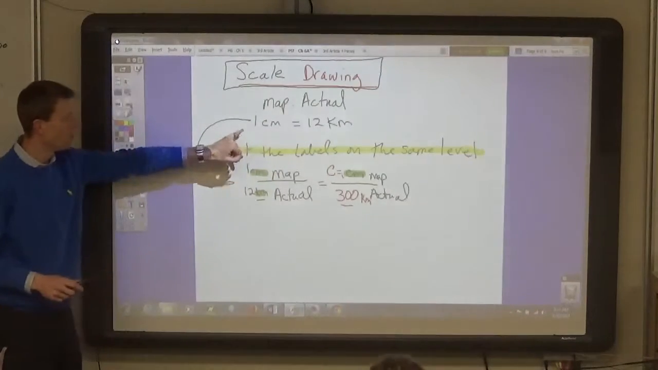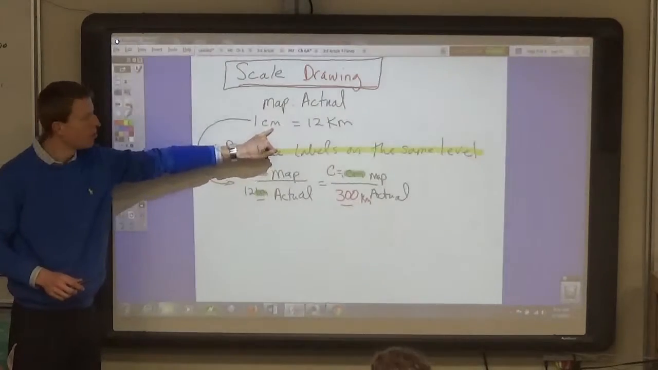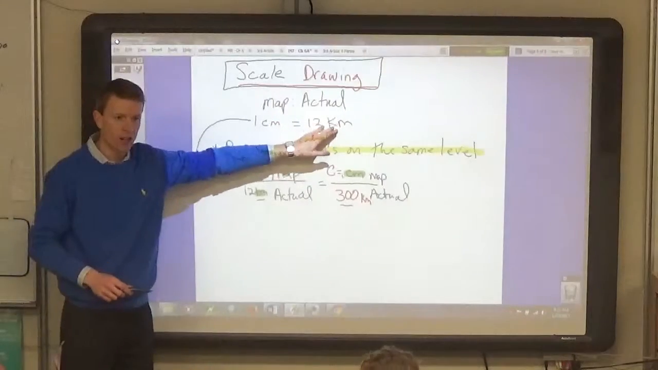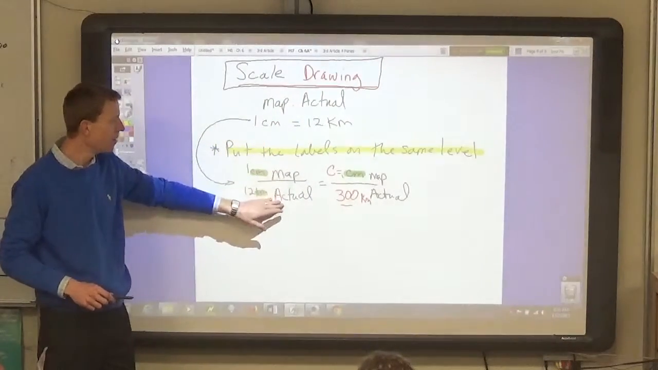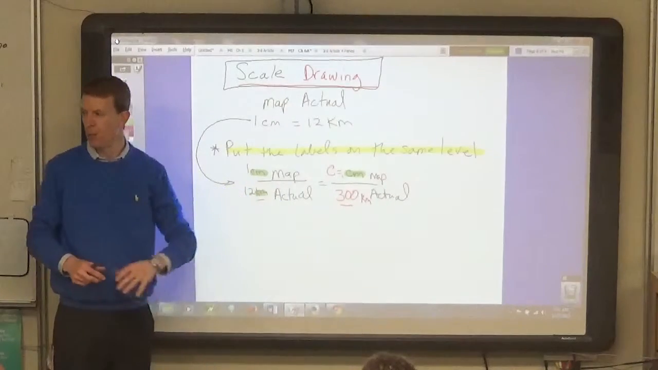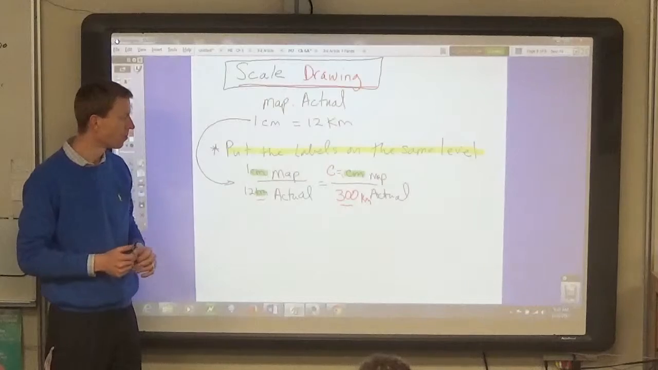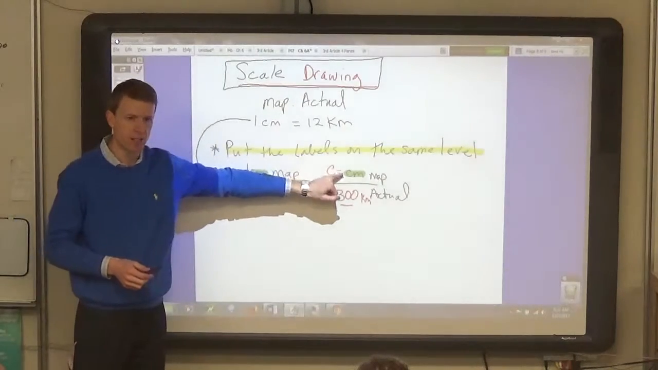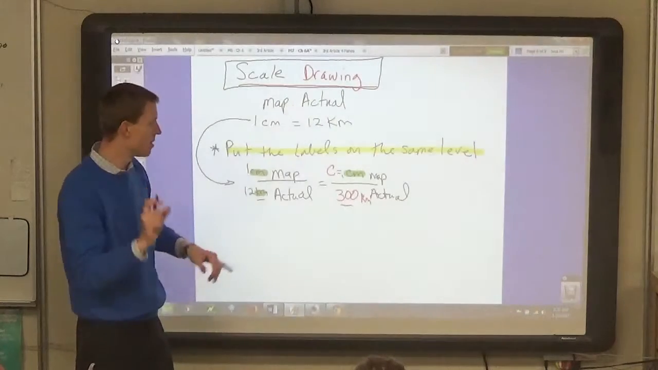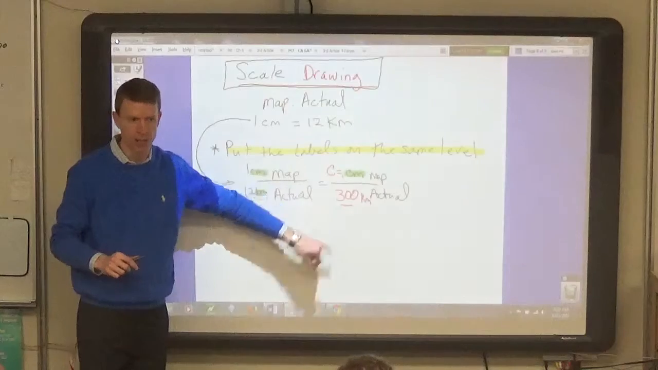This is a ratio of the map length to the actual distance. And so given this scale, you can find the length of an actual distance, or if you know the actual distance, you can put that on a map if you needed to. It's usually the map distance that you're given, or if you're reading a map, you can measure that distance to find the actual distance. Okay?